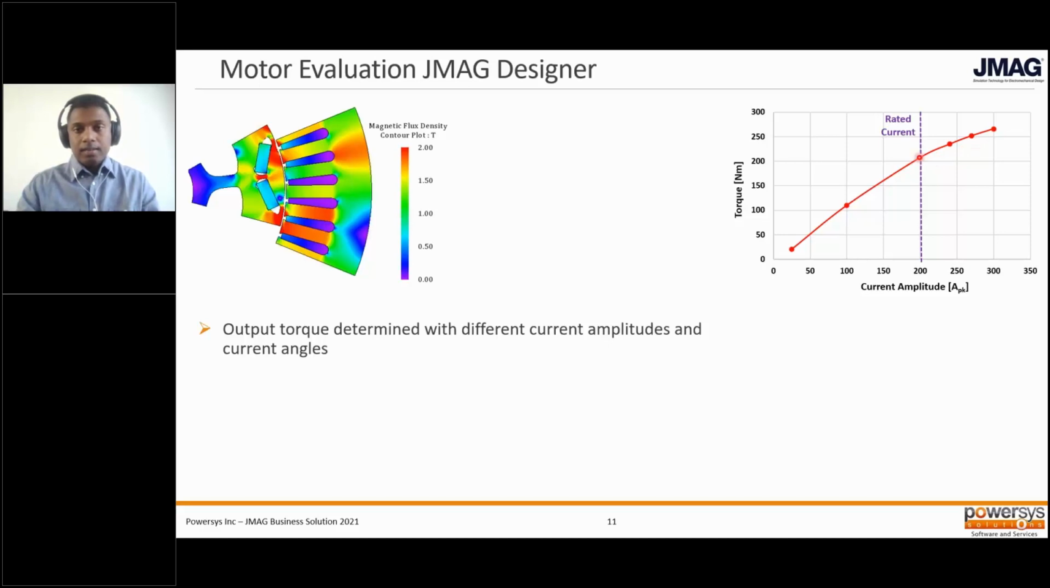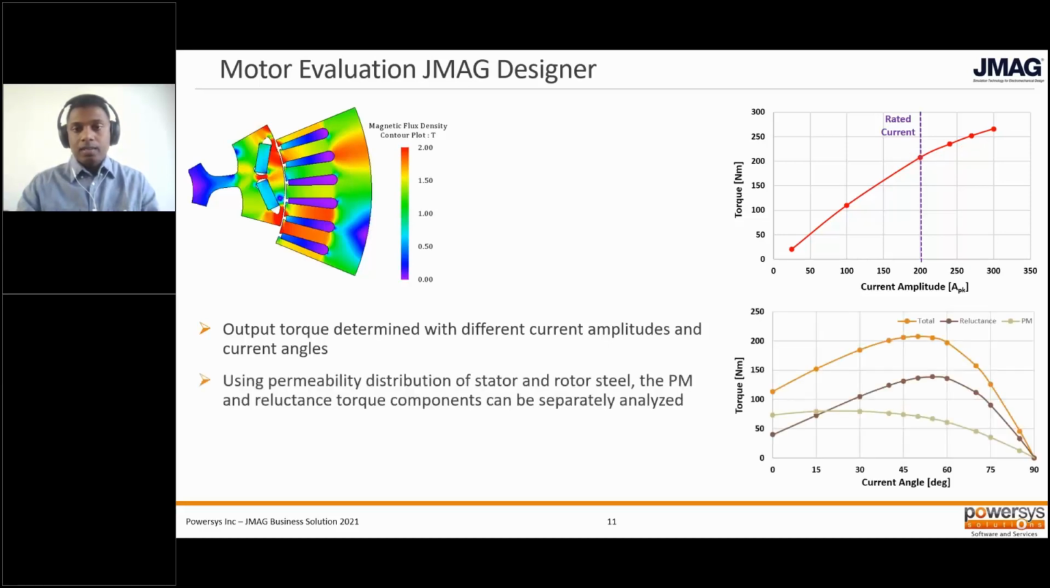What we also did is at this rated current amplitude, we can look at the entire torque versus current angle waveform, and using the data of the permeability of the entire stator and rotor steel, we can freeze those values and then run an analysis to separate out the PM and reluctance torque components here. So we can see in this total torque, that quantity is the PM torque as a function of current angle, and that quantity is the reluctance torque as a function of current angle.